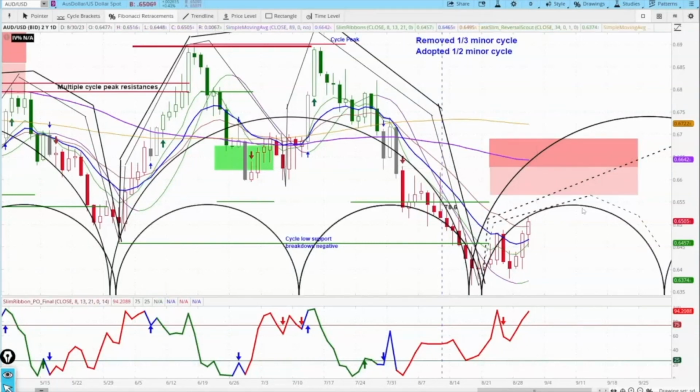So this is what we do in Future Speak: we walk through our weekly and daily cycle analysis on 27 futures and Forex markets. We also share with you any possible trade ideas that we see setting up, and we do see one still here in the Aussie dollar, US dollar.